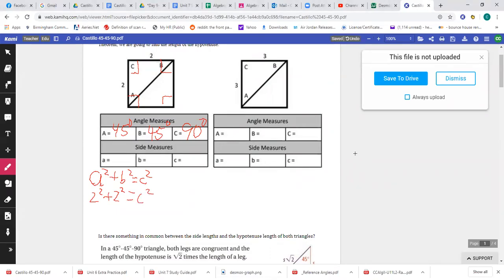So I know 2 squared plus 2 squared is 4 plus 4. And then so 8 is equal to c squared. And obviously, hopefully you remember this from last week. To find out what c is, you need to take the square root of both sides. And so c is equal to the square root of 8.